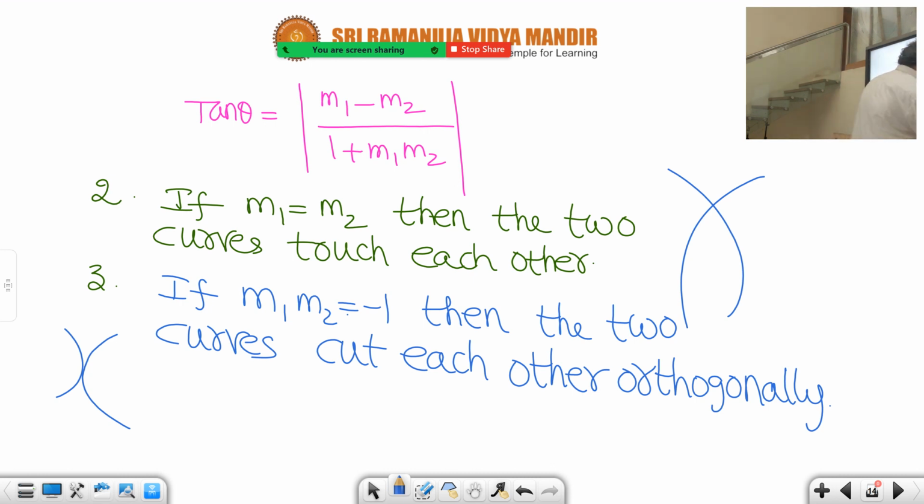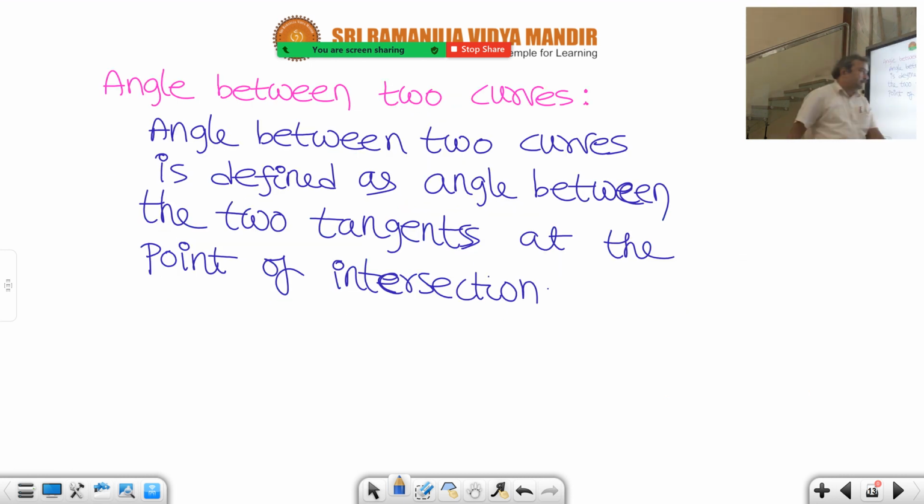Now take a screenshot for this. But m1 m2 is equal to -1 is only applied when they are perpendicular. He will give a sum like that: prove that the two curves cut each other orthogonally. Then you have to prove that m1 m2 is equal to -1.